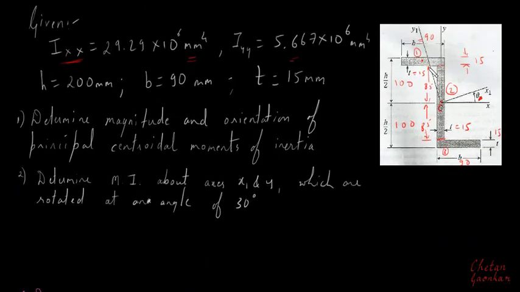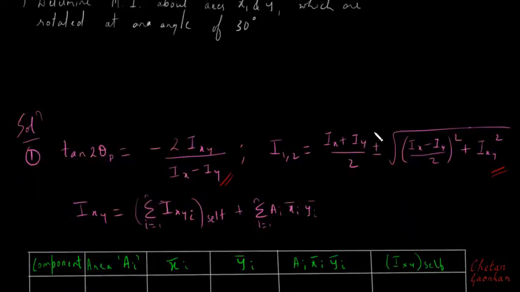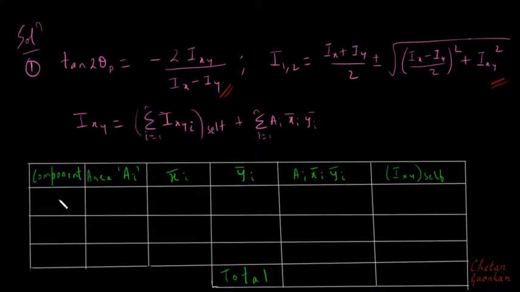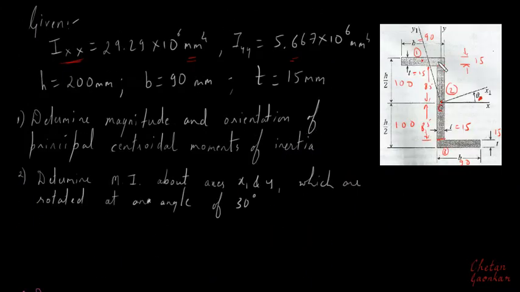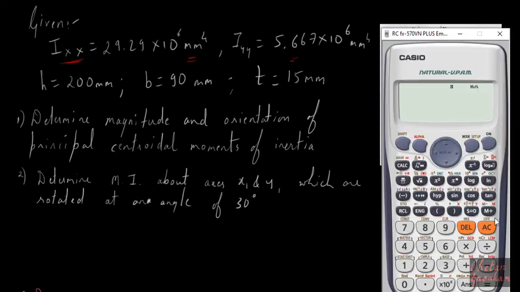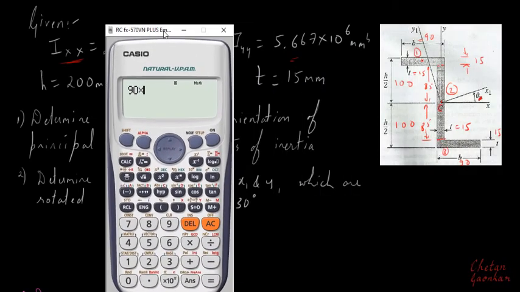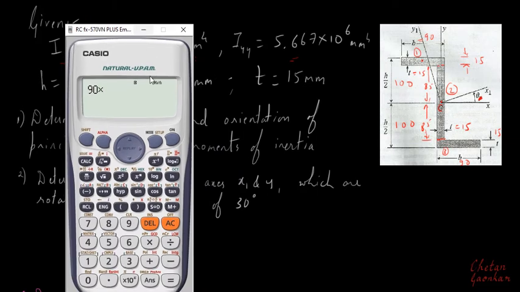In this case we have three components, 1, 2 and 3. So I can write them as component 1, component 2, and then component 3. Now the area of component 1 will be, this is 90 and this is 15. So the area of component 1 will be 90 multiplied by 15.